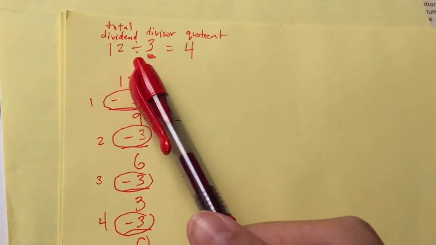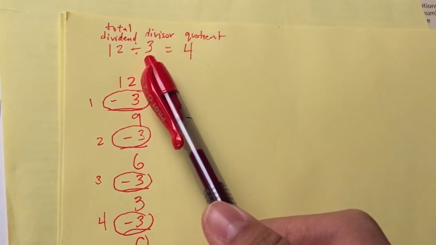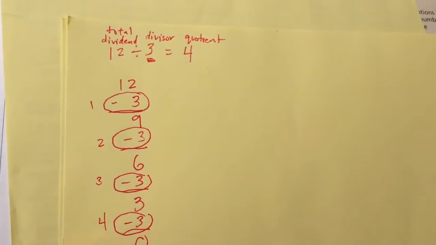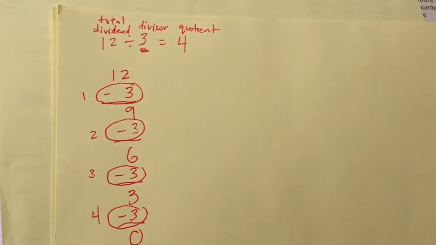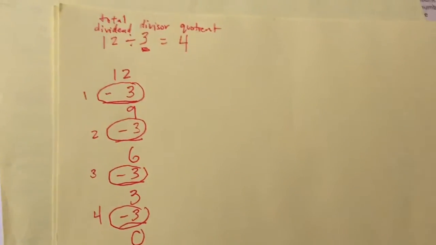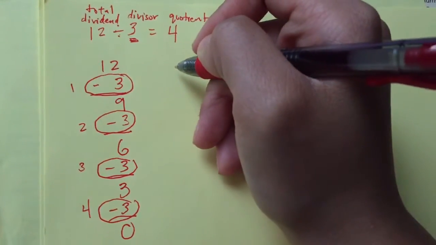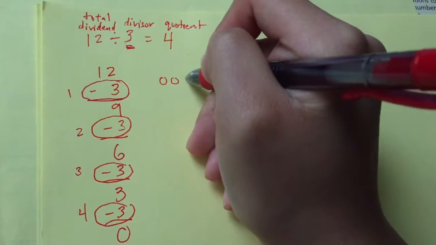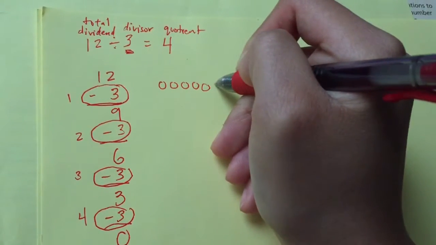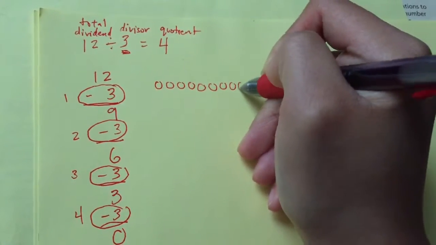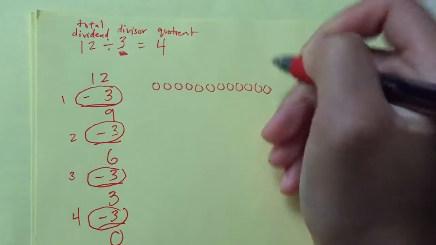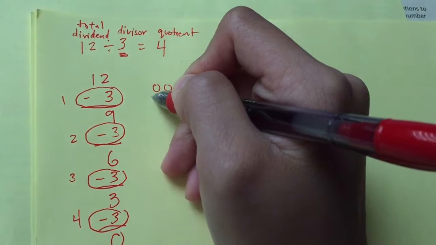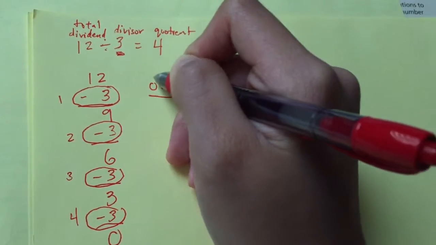Our first number, our dividend, 12, is what we started with. Our divisor is what we're repeatedly subtracting. And our quotient is how many times we're able to subtract that. Like I said, this is going to focus a lot more on visuals. So I'm going to show you what that might look like if we're drawing circles. 12 wholes could look like 1, 2, 3, 4, 5, 6, 7, 8, 9, 10, 11, 12, with each circle representing one whole. If you want to take away 3, 1, 2, 3.